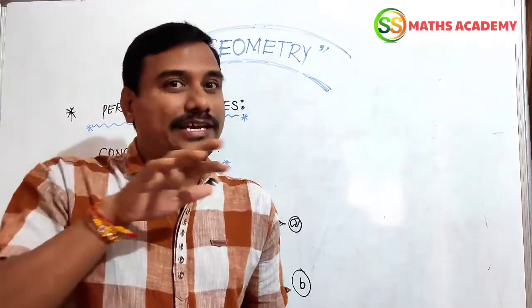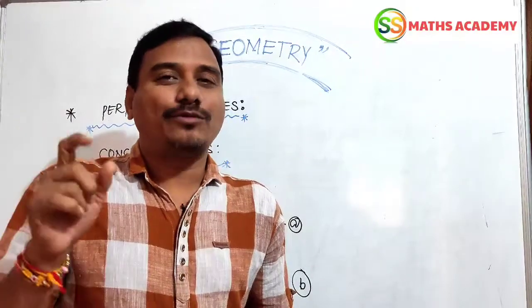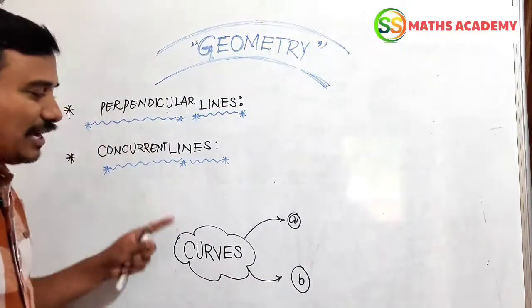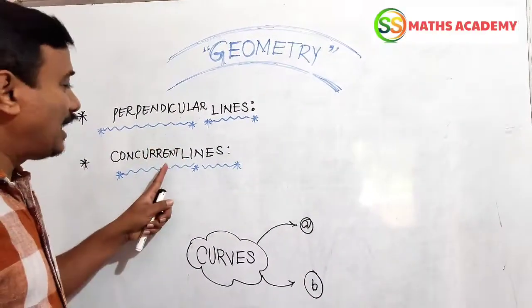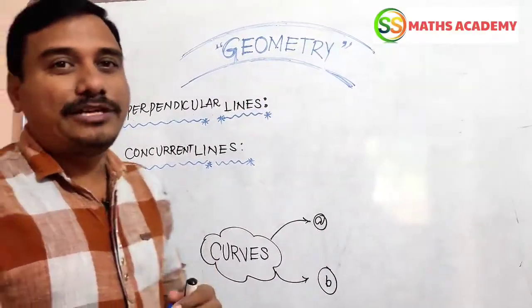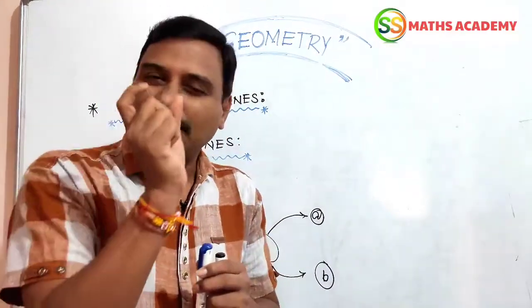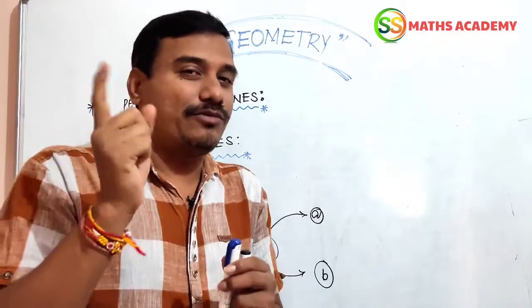Today is an extension of our geometry. I am going to explain such a beautiful topic today. Let us see. Now here I have written perpendicular lines and concurrent lines. What is the meaning of perpendicular? I think you have such an idea. Perpendicular means 90 degrees. You already have basic knowledge.